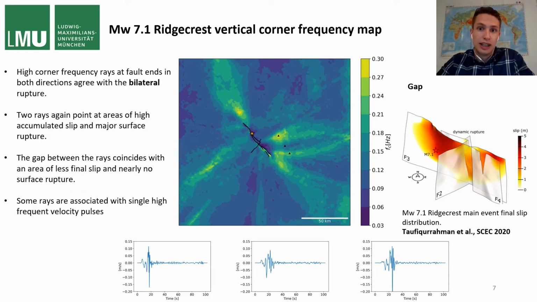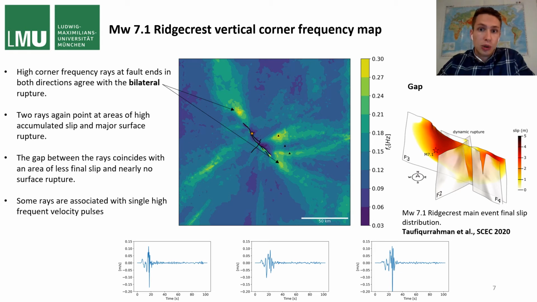We did an equal analysis for the Ridgecrest model, this time with frequencies up to 2 Hz. For the magnitude 7.1 main event, again, the vertical component has a complex pattern of increased corner frequency waves. This time there are waves in both directions of the fault, which agrees with a more bilateral rupture.